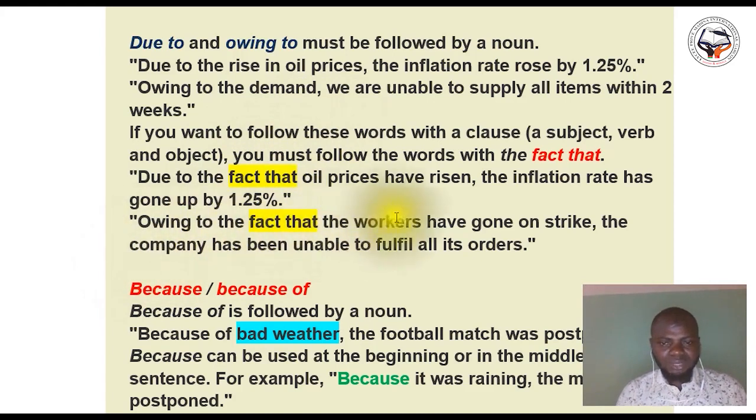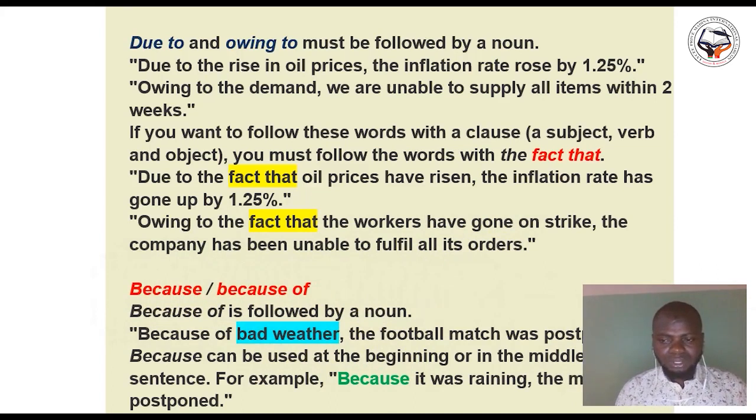Let's continue. Owing to the fact that the workers have gone on strike, the company has been unable to fulfill all its orders. It is a very nice sentence. So let's continue with because and because of.